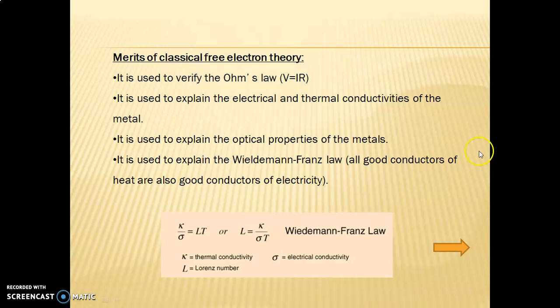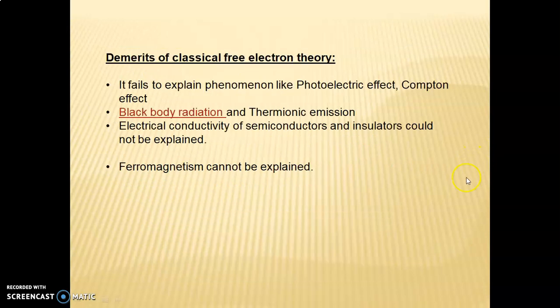This theory also has a few demerits. It fails to explain phenomena like the photoelectric effect, Compton effect, blackbody radiation and thermionic emission. It cannot explain the electrical conductivity of semiconductors and insulators; it only explains the electrical conductivity of metals. Moreover, it fails to explain the ferromagnetic property of the material.